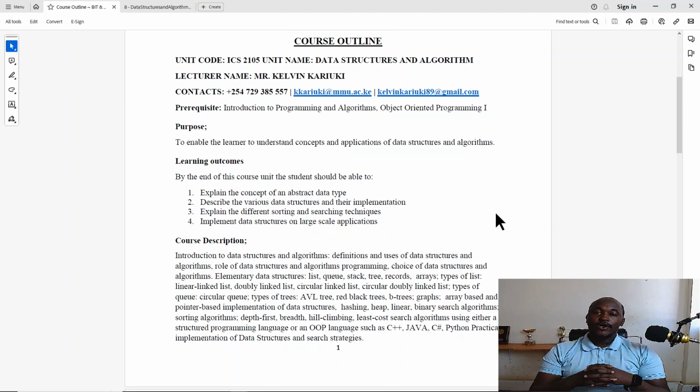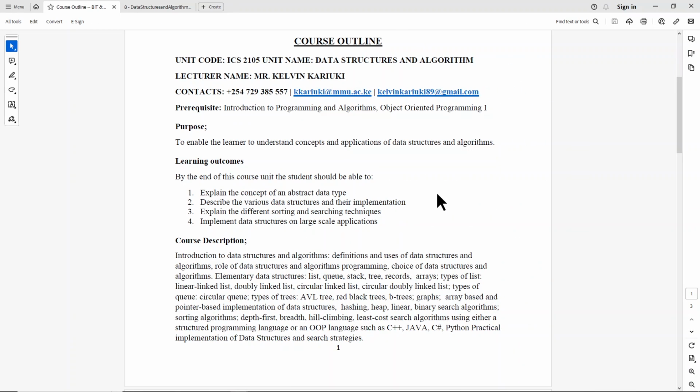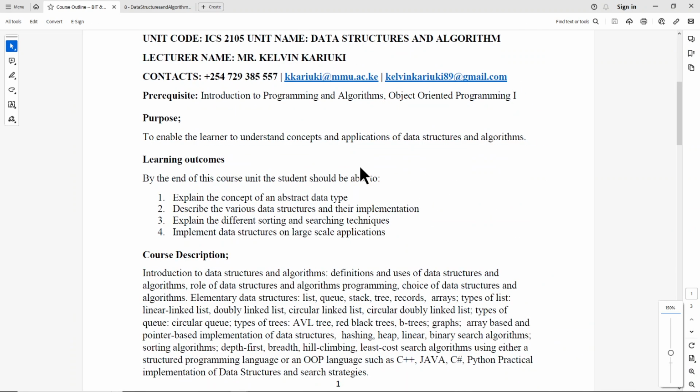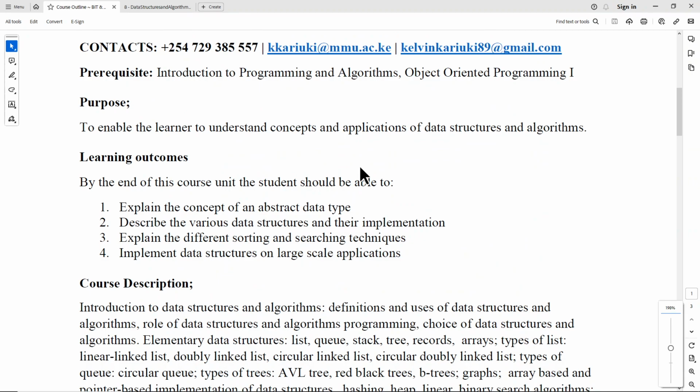Now, in this video, we are going to see the roadmap to this particular course. And that's why I have this course outline opened so that we can go through it and see what we're going to learn throughout the semester.